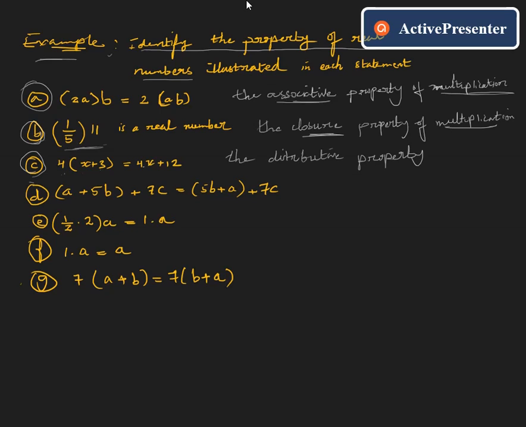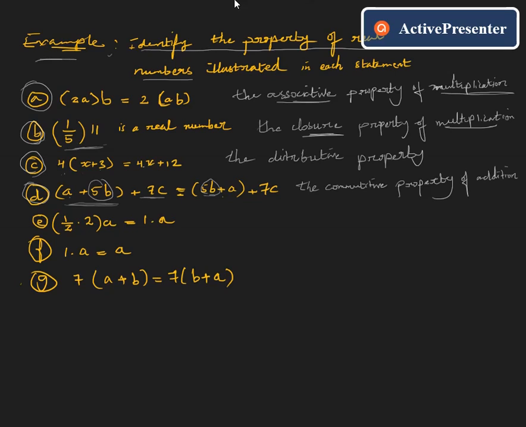The fourth question is D. As you can see, only addition is involved. 5b here remains the same, only addition. This is A plus 5B between parentheses plus 7C equals 5B plus A between parentheses plus 7C. This is called the commutative property of addition.